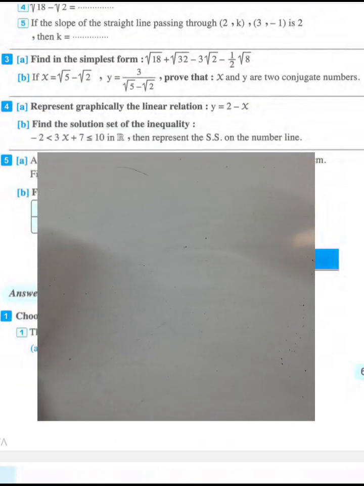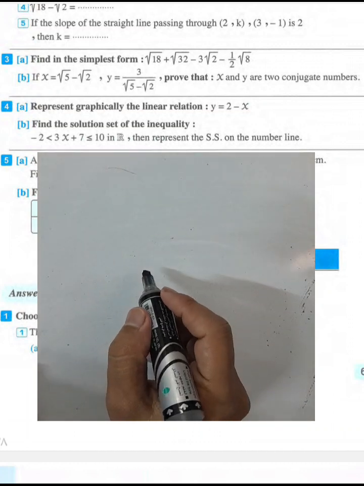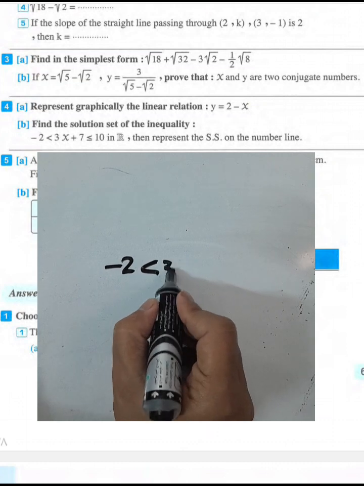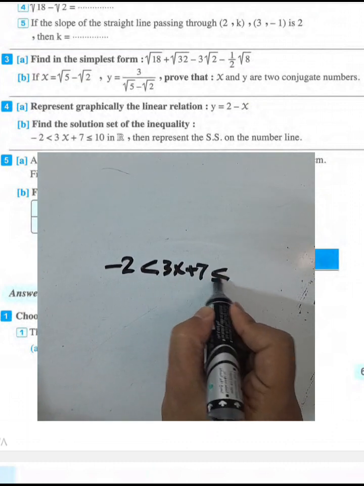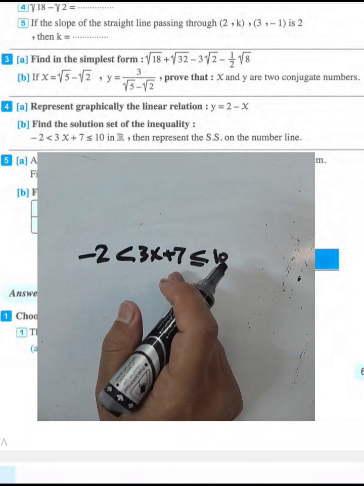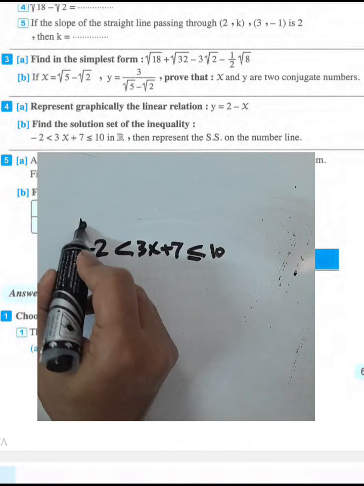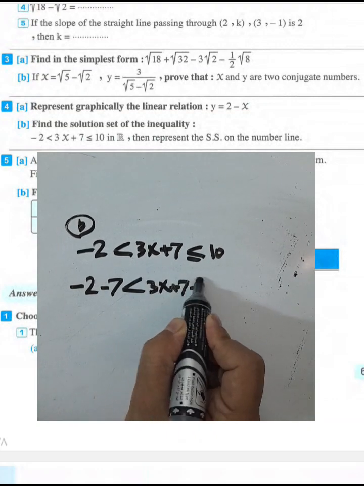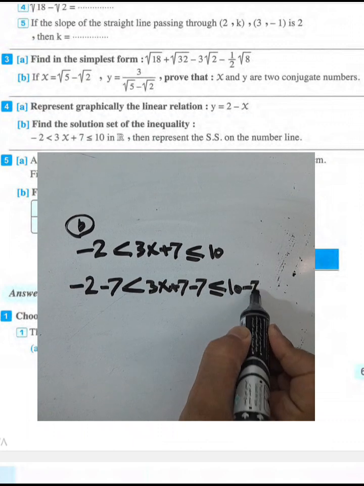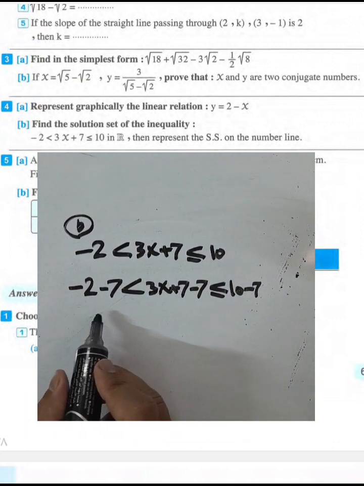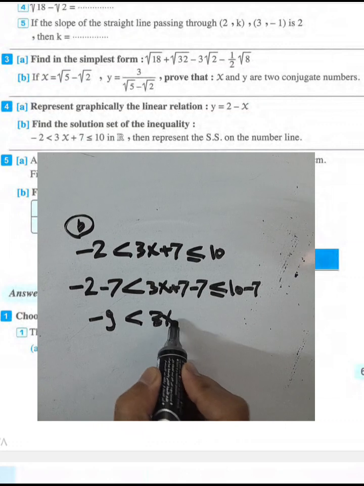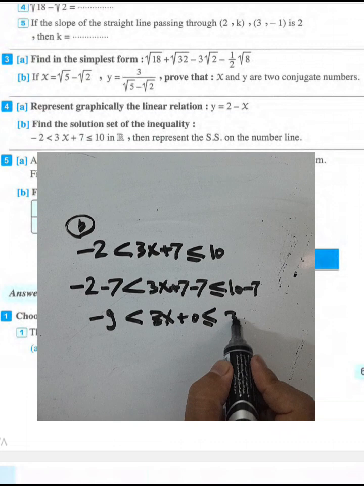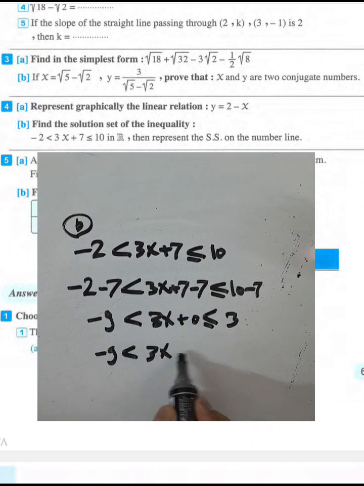Find the solution set of this inequality and then represent the solution set on the number line. We have -2 less than 3x plus 7 less than or equal to 10. The first step, we must cancel 7 by the additive inverse of 7, which is -7. Then -2 minus 7 less than 3x plus 7 minus 7 less than or equal to 10 minus 7. -2 minus 7 is -9, less than 3x plus 0, since 7 minus 7 equals 0. Then the result is 10 minus 7, which is 3. Then -9 less than 3x less than or equal to 3.